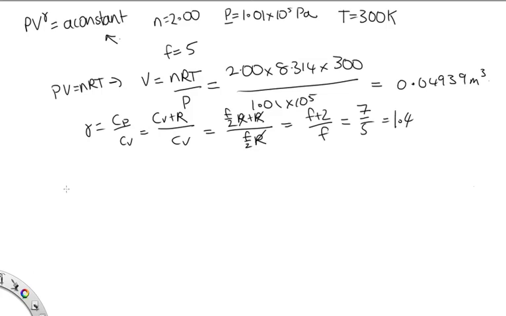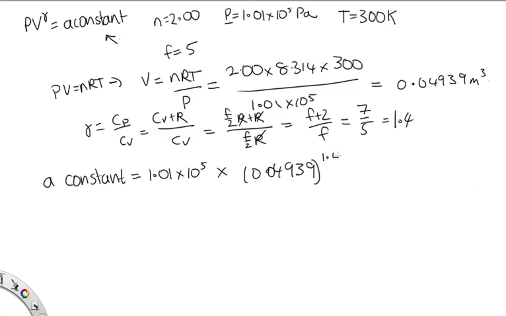Okay, now all we need to do to find our constant is substitute in. P is 1.01 times 10 to the 5 pascals. V is 0.04939, whoops, we left off the 0, meters cubed, and then gamma is 1.4. So we solve that on the calculator, and we end up with 1,498, which is equal to 1,500.